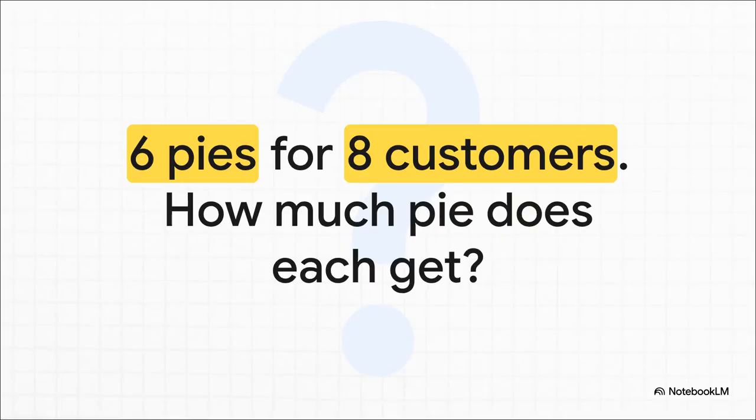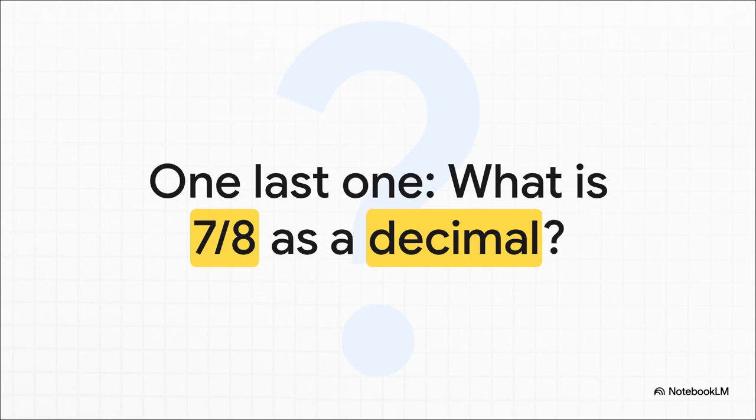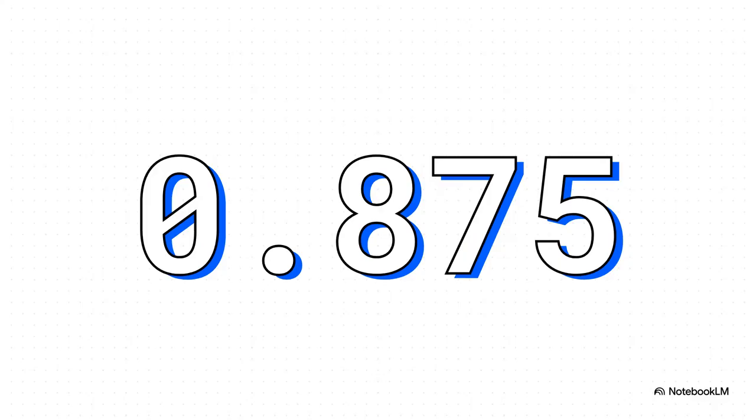So what's the fraction we're working with here? You've got 6 pies, and you're dividing them among 8 customers. So what's the division? That's right, the fraction is 6/8. So you calculate 6 divided by 8, and you get 0.75. That means every customer gets 3/4 of a pie. Perfect. Okay, last one, just to really lock it in. What is 7/8 as a decimal? You know what to do. You got it. It's 7 divided by 8, which equals 0.875. See, the method works every single time, no matter what the numbers are.